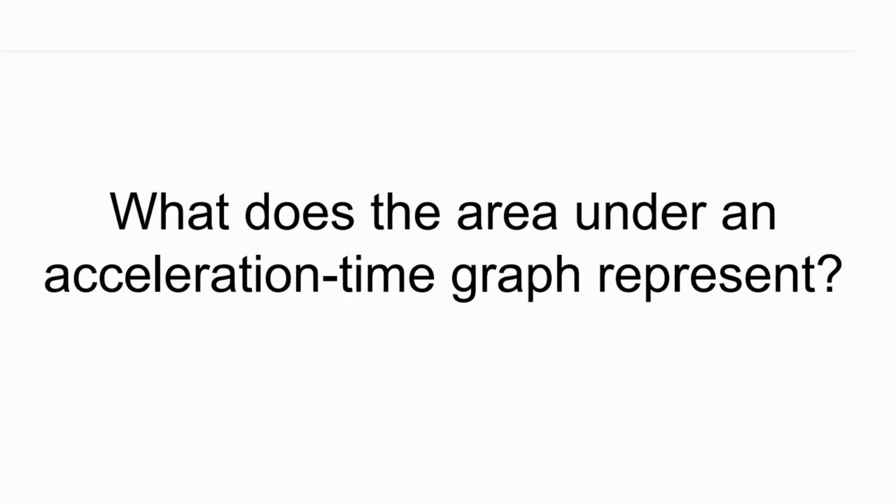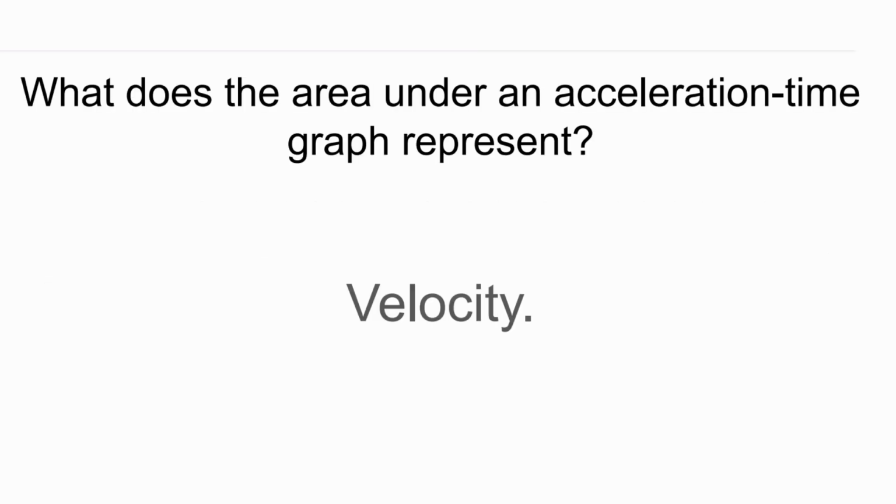What does the area under an acceleration time graph represent? It simply represents velocity, because acceleration multiplied by time will give you the value of velocity. As you have already noticed, acceleration is equal to the rate of change of velocity over time. Making velocity the subject will give you the acceleration and time.